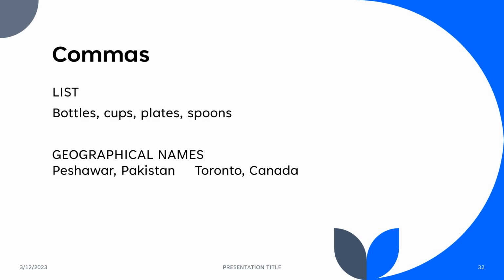Next is the list where you need to use commas. For example, in this example, bottles, cups, plates, spoons. I had to put a comma between all of them because they are a series or a list of things. You also use commas to set off geographical names like Peshawar, Pakistan, or Toronto, Canada.